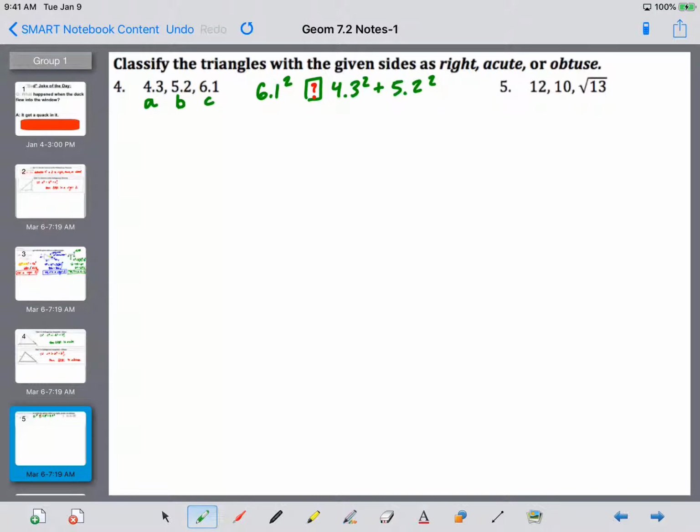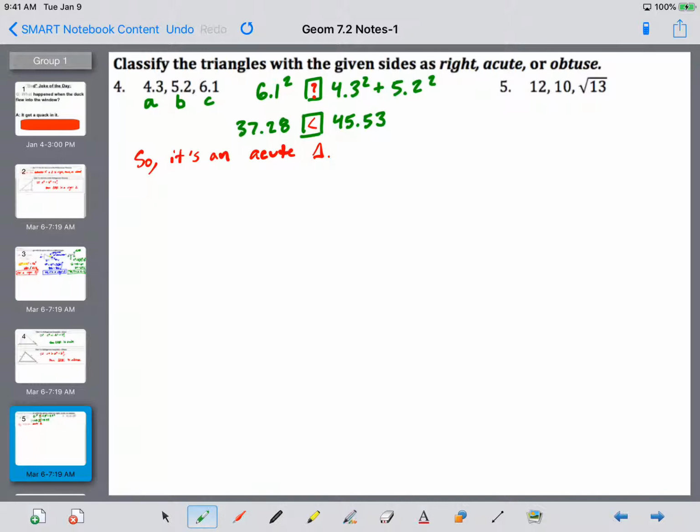All right, so let's plug that into a calculator. 6.1 squared, if you calculate that, ends up being 37.28. And again, we're comparing that with 4.3 squared plus 5.2 squared, which is about 45.53. And notice that 37.28 is less than 45.53. So if C squared is less than the other two sides added up squared, it's an acute triangle. All right, so that's how you can use that theorem.